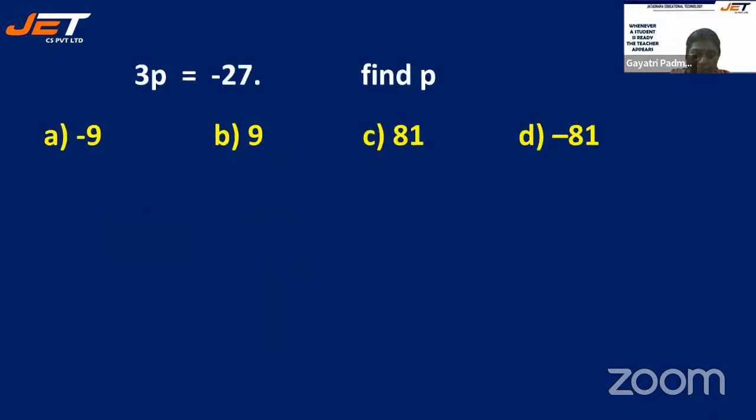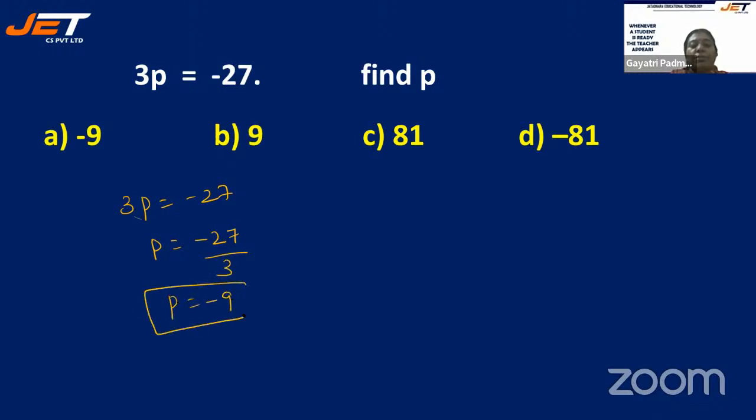See the next question. 3p is minus 27. What is p? Again, this is division. So 3p is minus 27. So p becomes minus 27 by 3. Right? So p is equal to minus 9, since 3 9s are 27. So your answer is again A. I'm sure you would have got A as your right answer.